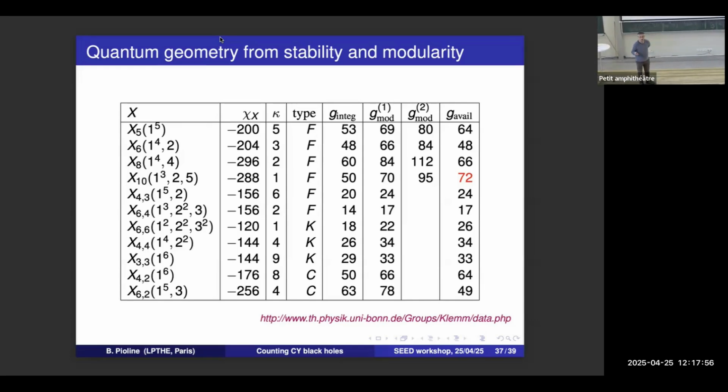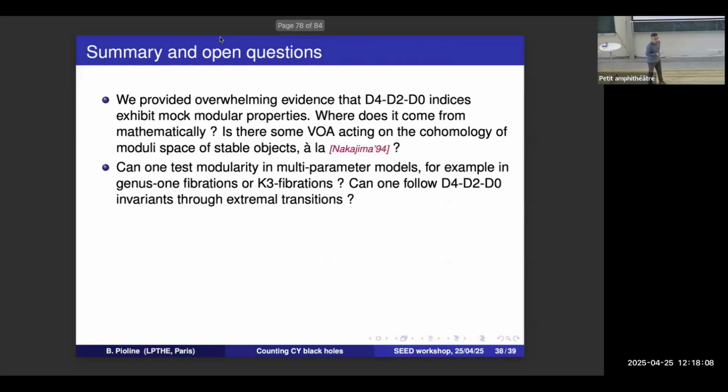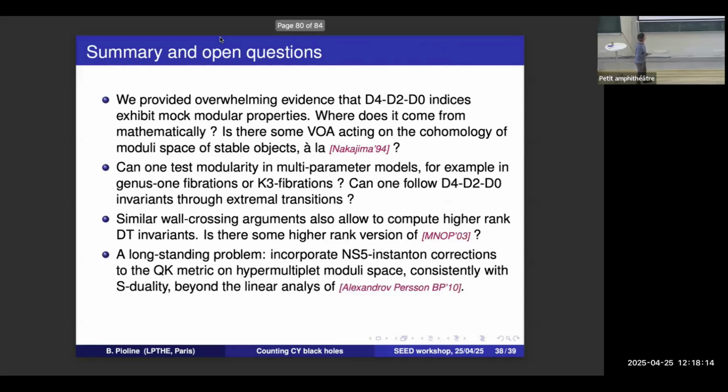But of course, it begs the main question: is there any independent definition of these invariants which we could evaluate at arbitrary genus? And also, is there any mathematical reason why these generating series should be modular? So this is the last slide. Mathematically, one might expect that this comes from some kind of VOA acting on the cohomology of this moduli space of stable objects, similar to counting sheaves on surfaces or ALE spaces a la Nakajima.